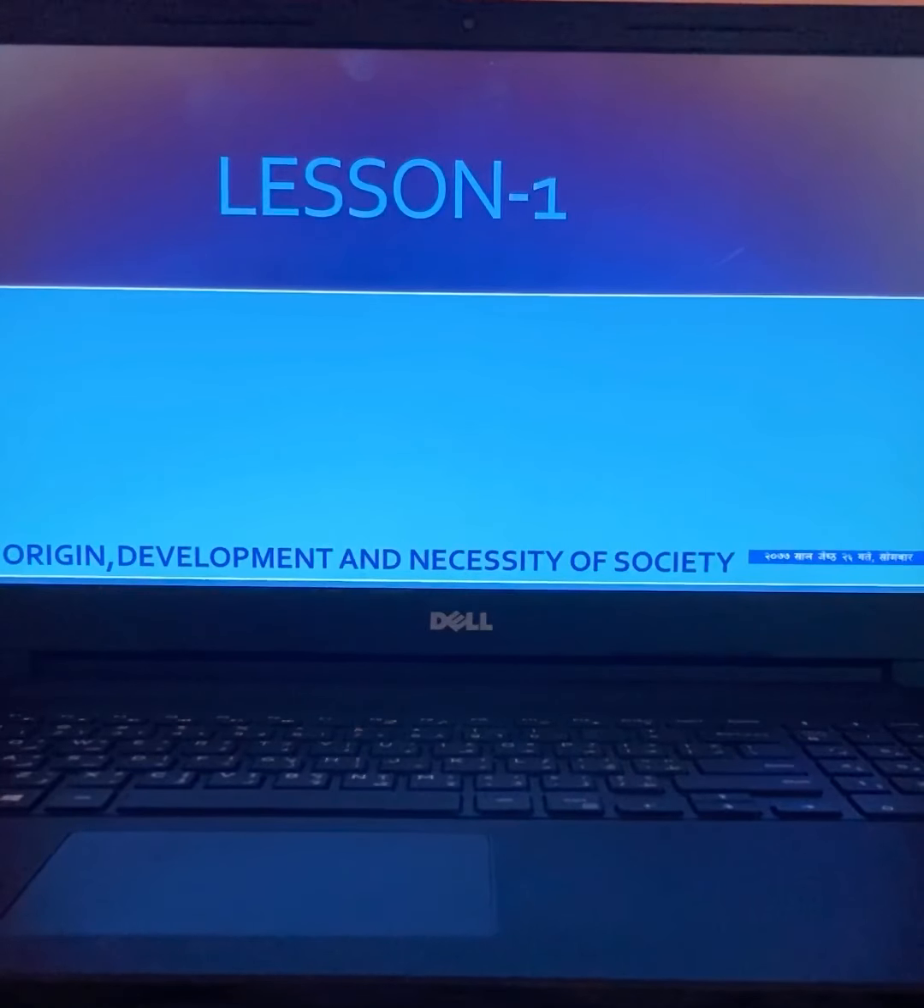Moving on to today's lesson, that is Origin, Development and Necessity of Society. So basically, in this chapter, we will learn about how our societies developed, and which stages of development we have faced in our society.